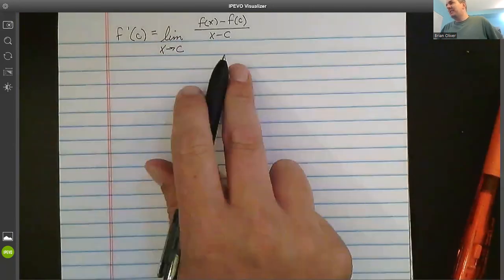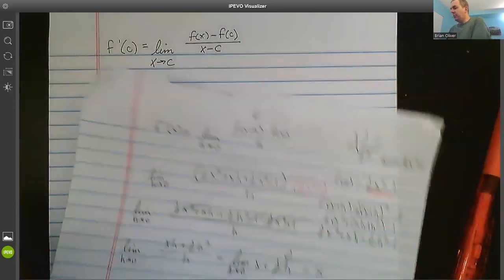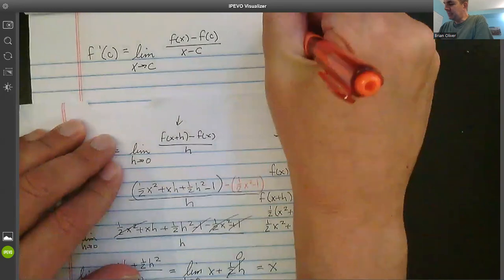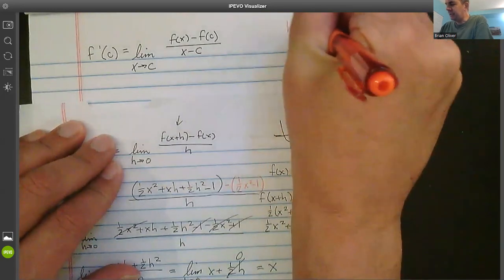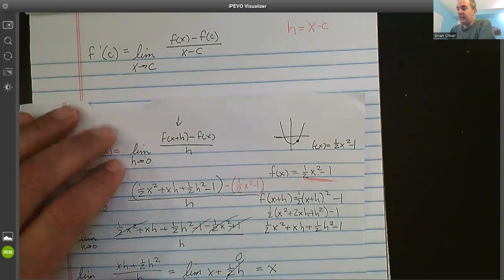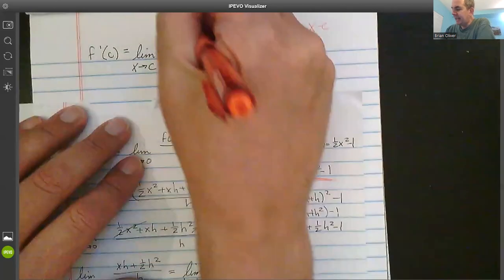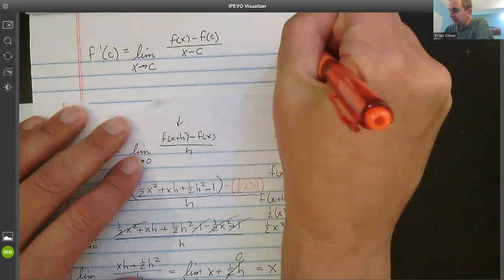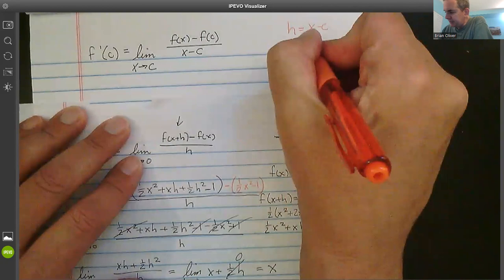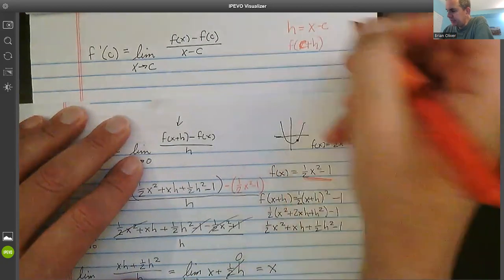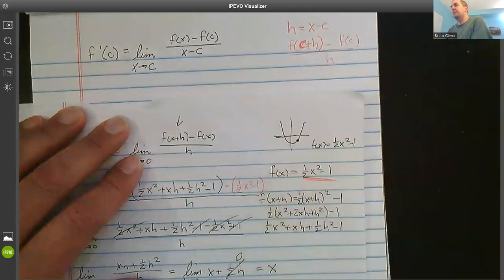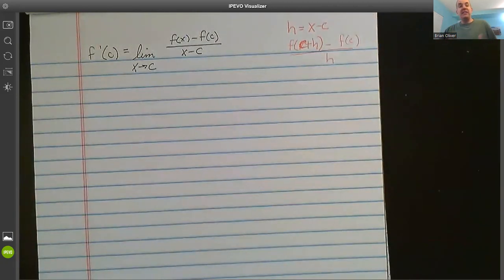So the only difference here from what we did before is this part right here. We basically said, let's say that h equals x minus c. So what we ended up doing there was making this f of c plus h, f of c plus h minus f of c, all over h. That's just another way of doing it, an alternative definition.